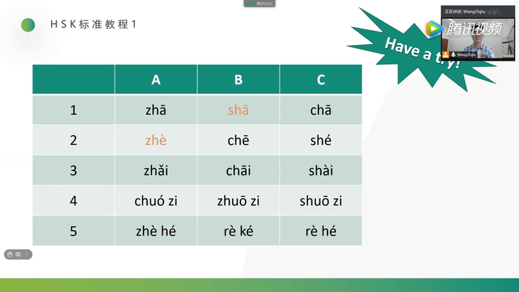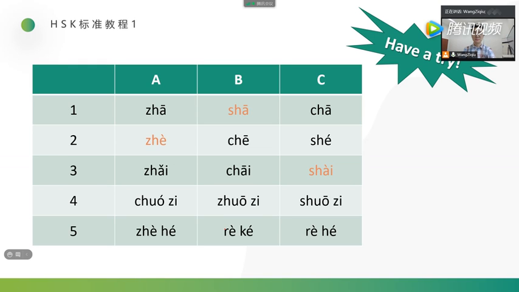Number 3. Shy, shy, shy. Which one is right? Good. C is right. Shy, shy. Number 4 and number 5, they are one word.